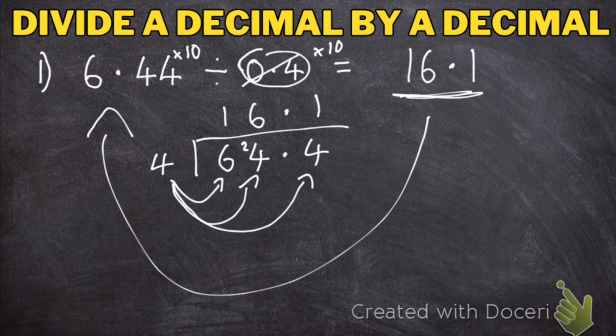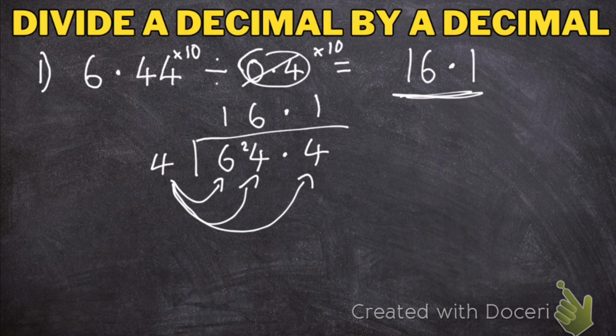Now the one thing that you may have noticed by my answer is that my answer is larger than the number that we divided. And that's the weird thing about dividing a decimal by a decimal. We actually end up with a larger number. So that is really, really key that we remember that.